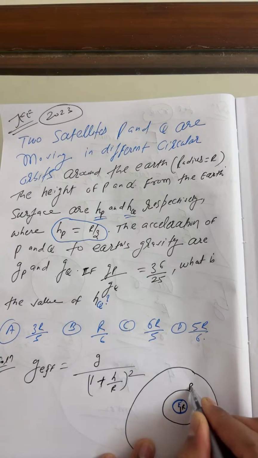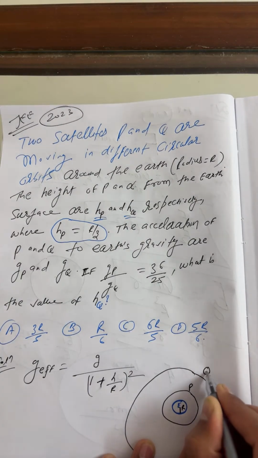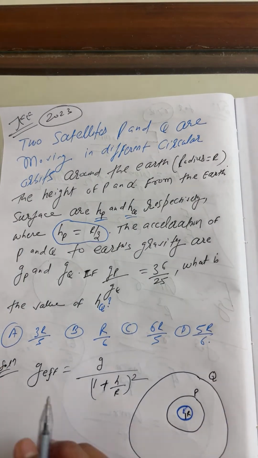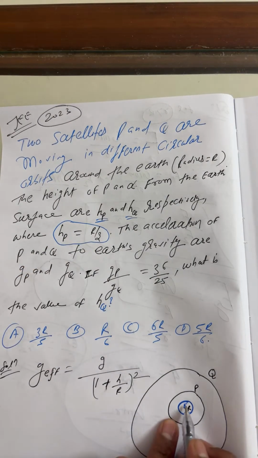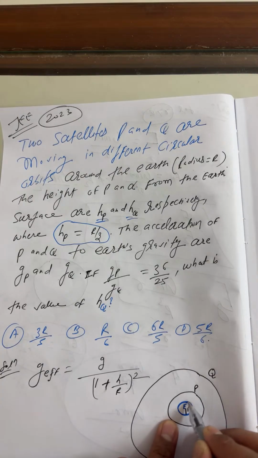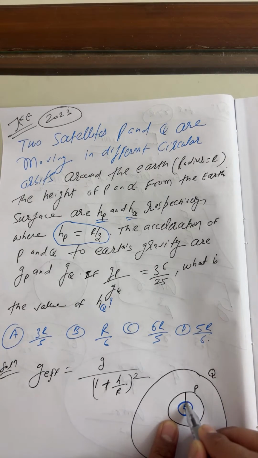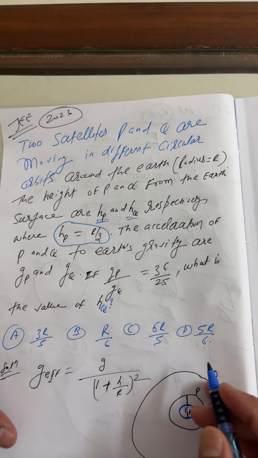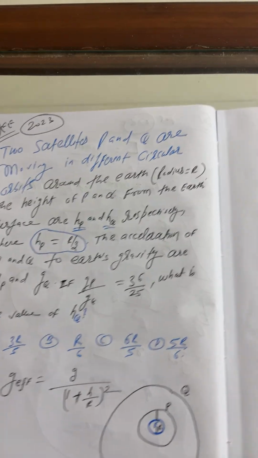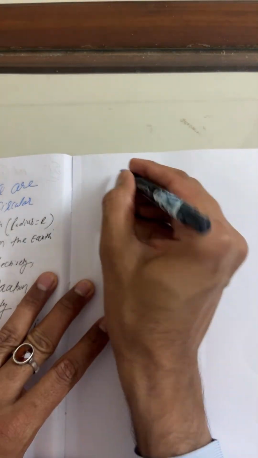This you can take as satellite P, and this as satellite Q. The height of P is given as R by 3, from here to here. This is given to us. We wish to find the height of Q with respect to the Earth surface. This is the question basically. I hope you understand. Now, students, I'm going to write the expressions.